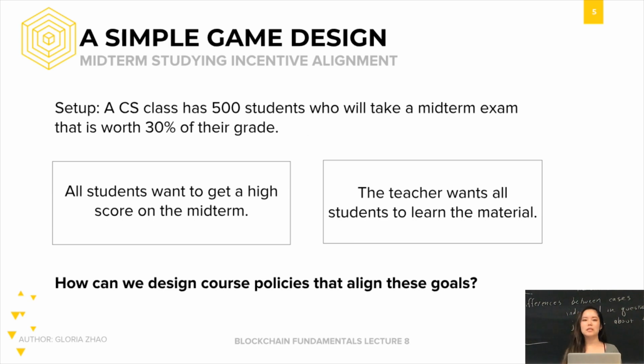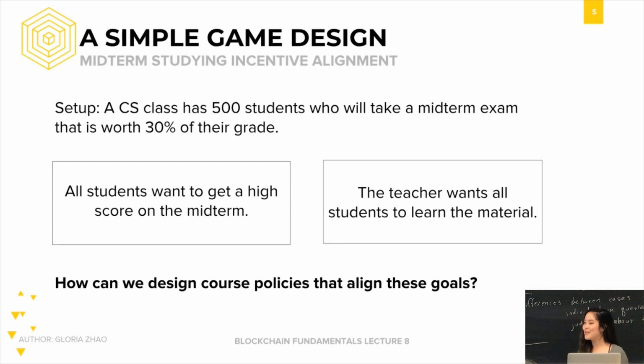So since it's midterm season, I had this in mind when I was making this lecture. So let's say we have a class with 500 students, and we're all going to take a midterm that's worth 30% of our grade. So what's at stake here is our grade. We as students, as participants in the game, want to get a high score on the midterm so that our grades will be higher, right? And the teacher who is designing this game wants all the students to learn the material. So are we able to actually design a course policy such that we can align incentives so that students that work to benefit their own self-interest and get their own optimum outcome are actually going to benefit what the teachers want, which is everyone learning the material.